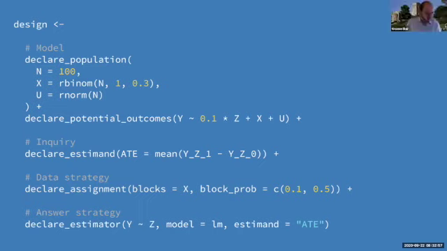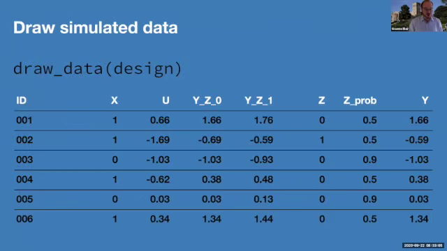Okay, so with this design, we can do a couple of useful things. First, before diagnosing the quality of the design, we can just draw simulated data. This is simulated data that I drew last night from this design. There are 100 units in here. They have an X variable drawn from that binomial distribution, a U variable drawn from that standard normal.